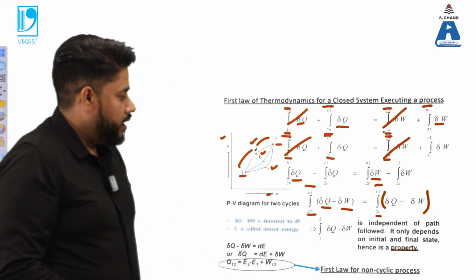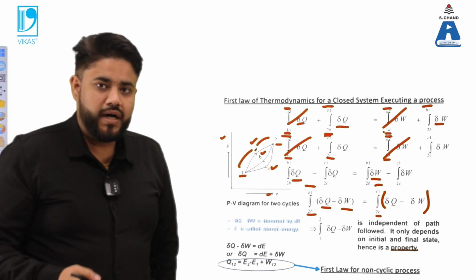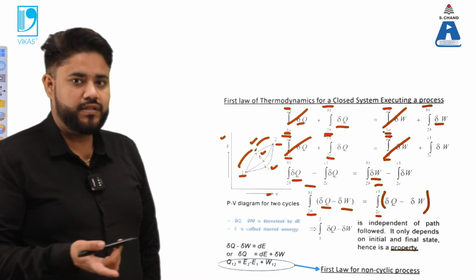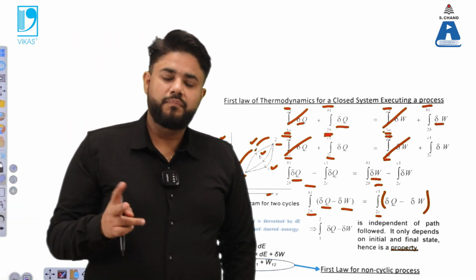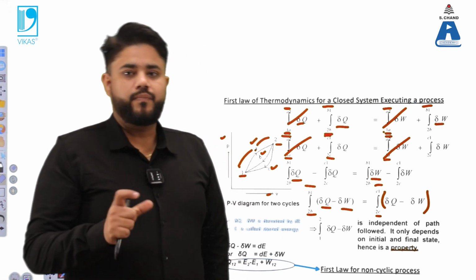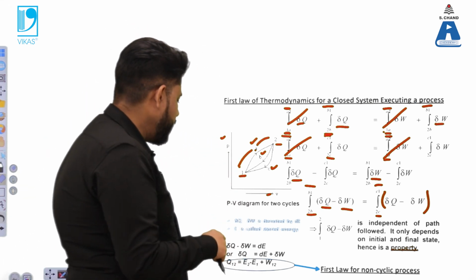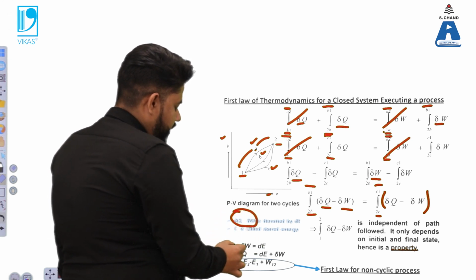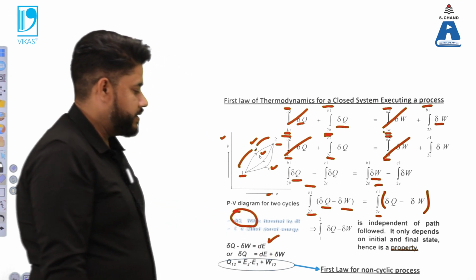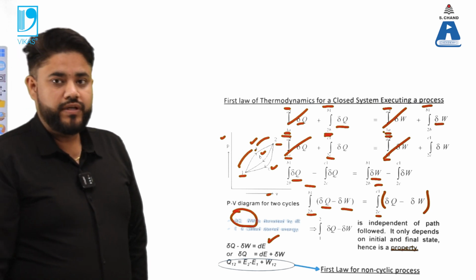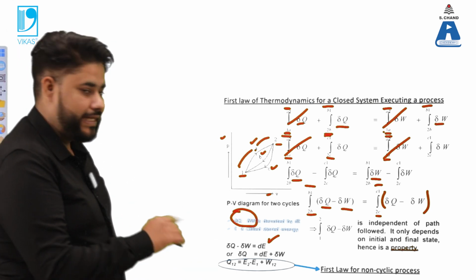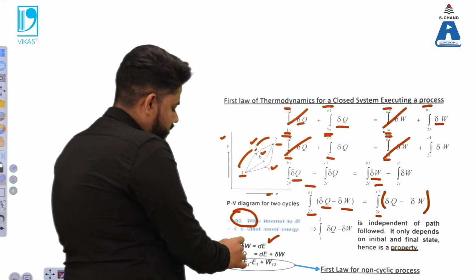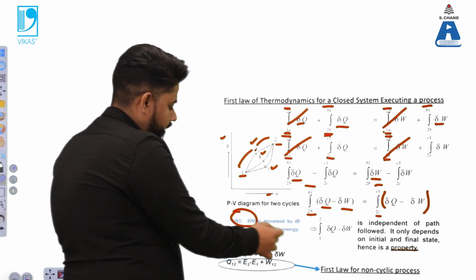That means they are independent of the path followed. So it denotes that it is not a path function. This difference is not a path function, rather it is a point function. So in order to indicate this particular term, which is delta q minus delta w, we denote it by a term which is E, and we can use the exact derivative which is d. So this one is dE. So delta q equals dE plus delta W.